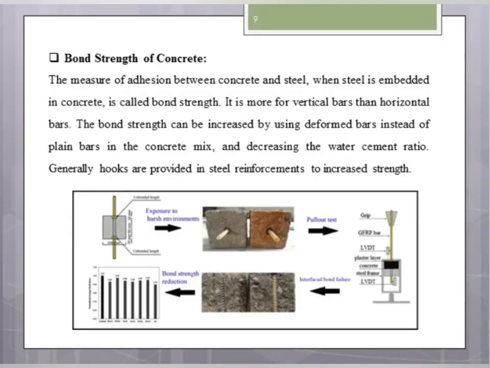Generally, hooks are provided in the steel reinforcement to increase the strength. Hooks, in the sense, are at the end of the reinforcement in any particular element like a column, beam or slab. 9D, 12D, you may have read or studied in the estimation subject or any design subject. That hook is used only for the purpose of bonding. So from this test, we get the bonding strength between the reinforcement and concrete.